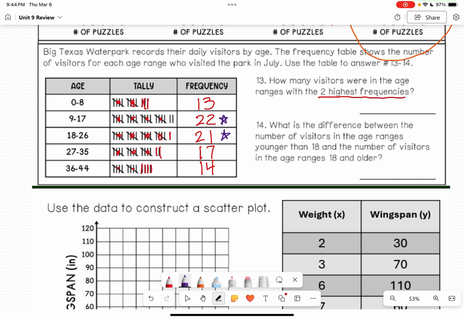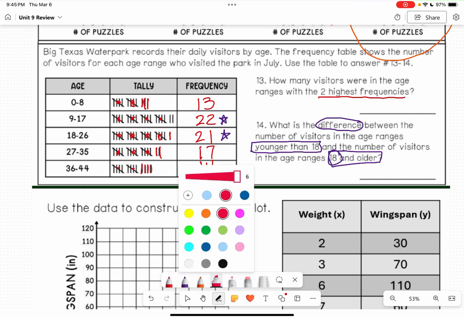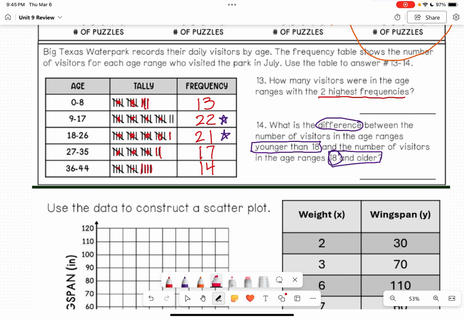Now 14. What is the difference between the number of visitors in the age ranges younger than 18, so I'm looking for numbers smaller than 18, and the number of visitors in age ranges 18 and older. So this one's including 18. Okay, so here are my sections. The first section is younger than 18, so it's everything above this red line. And the second section is everything below it.